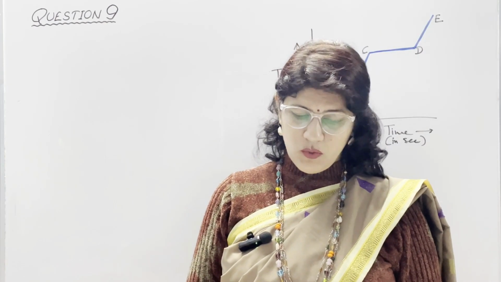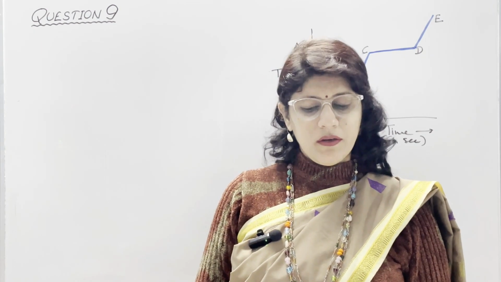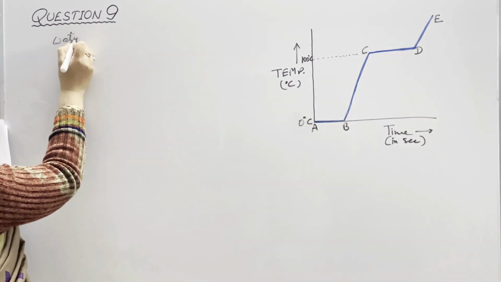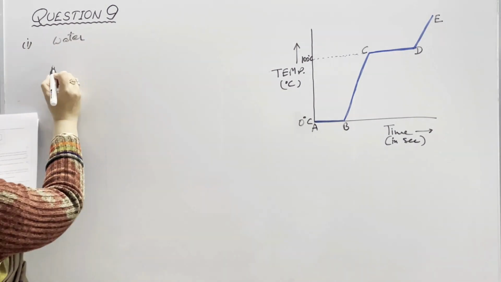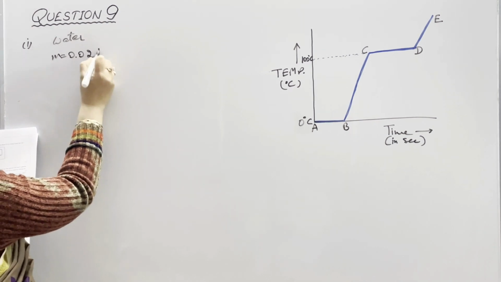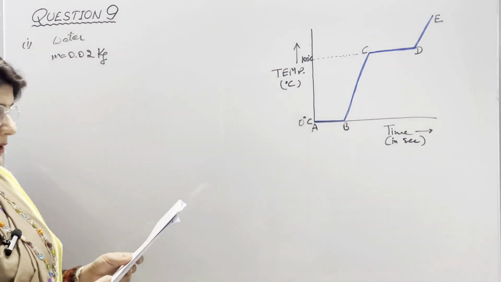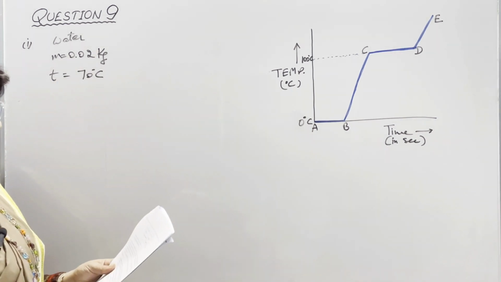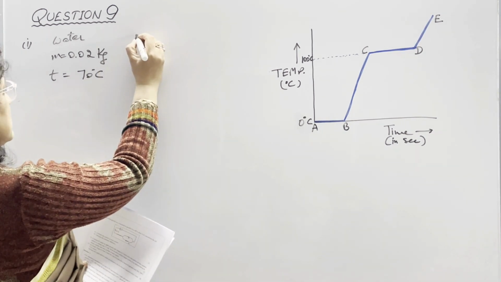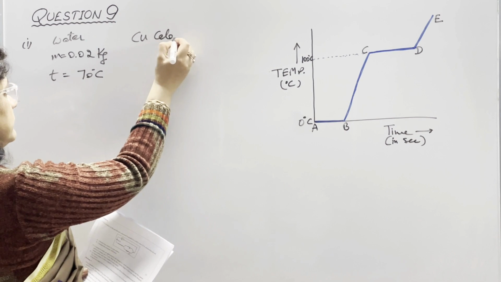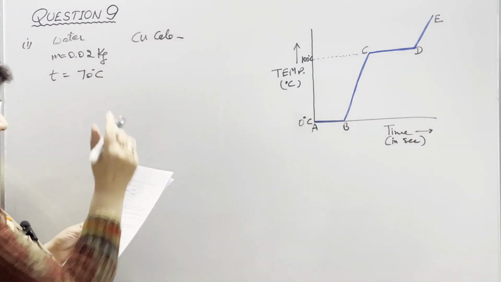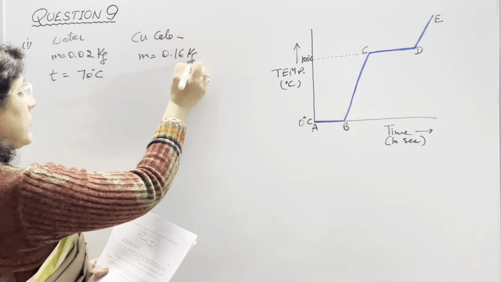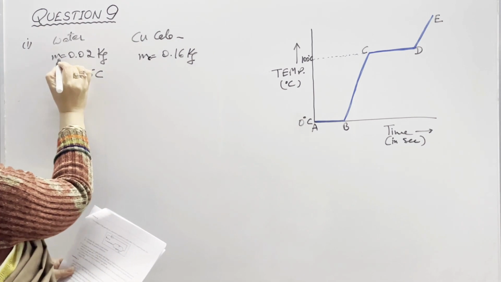In question number 9 part 1, in a laboratory experiment 0.02 kg of water. So the given data is water mass is given as 0.02 kg, at 70 degrees Celsius. It was poured into a copper calorimeter, and its mass is given as 0.16 kg. This is the mass of the calorimeter, and this is the mass of water.